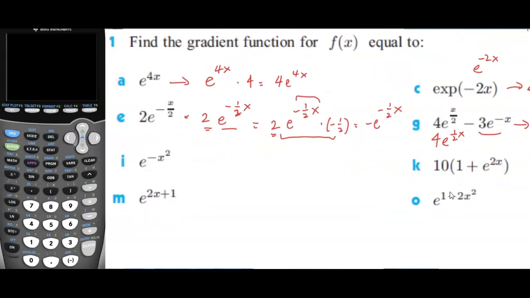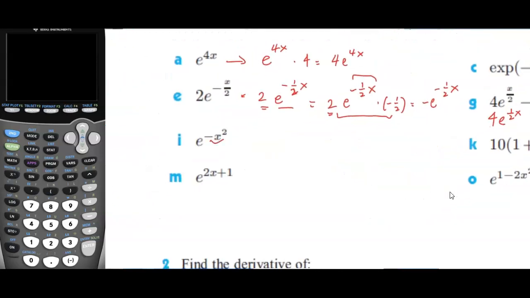Okay. e to the -x squared. When I take the derivative of this, I just first rewrite the entire function. Then I'm going to multiply times the derivative of the exponent, which would be -2x. So if I rewrote it simplified, it would be like that.